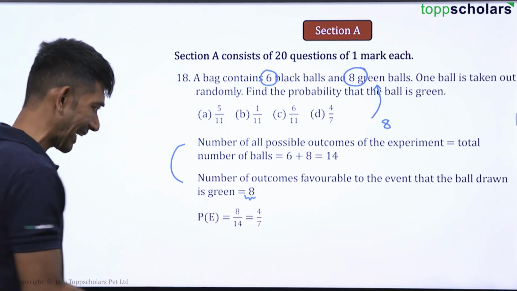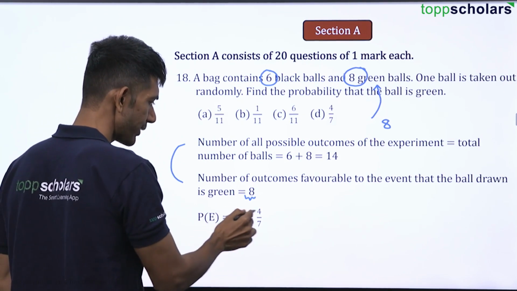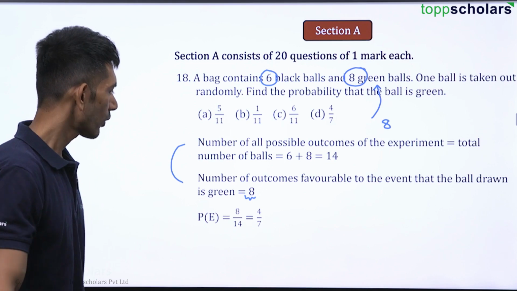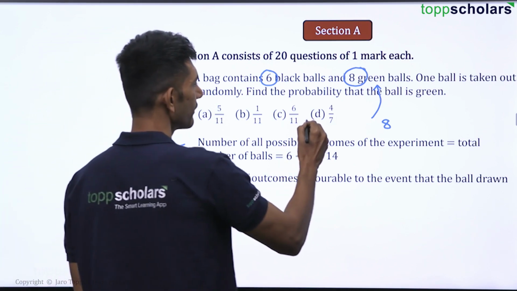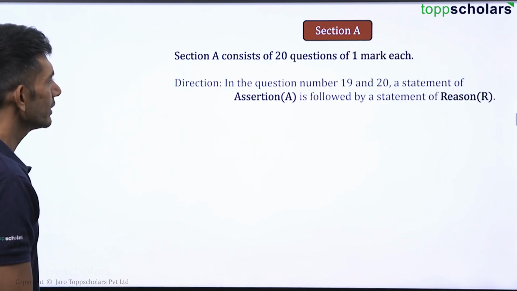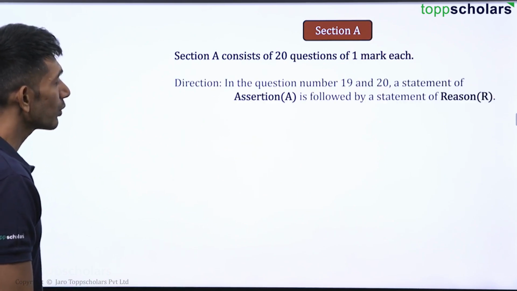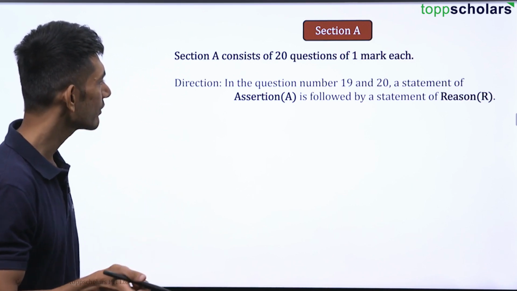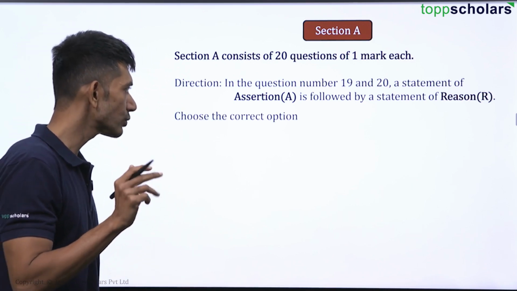Always remember, you do the cancellation, you divide by 2. Once you divide by 2, you get 4. Divide by 2, you get 7. So what is the correct answer? The correct answer is 4 by 7, which is option D. Correct? Okay. Let's have a look at a new question now. These questions 19 and 20 are very important. They are assertion and reason questions. So we are supposed to choose the correct option.